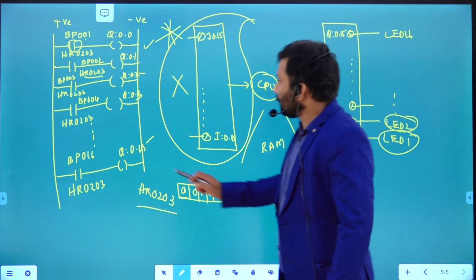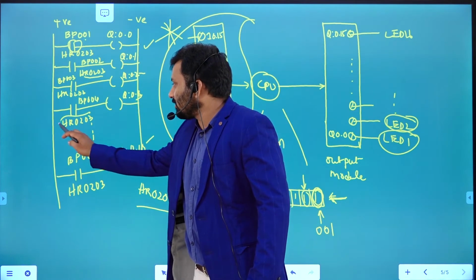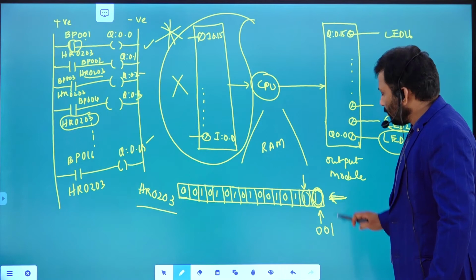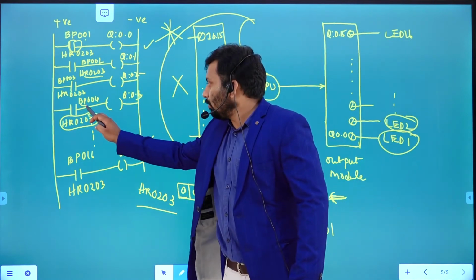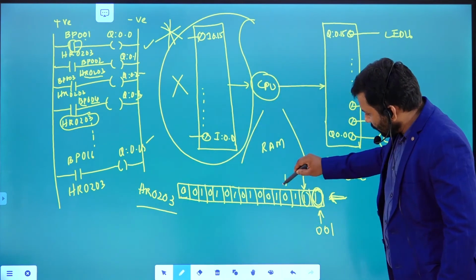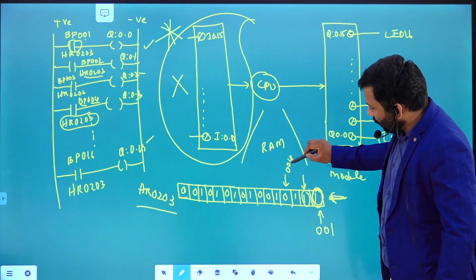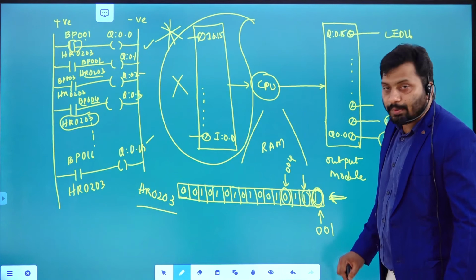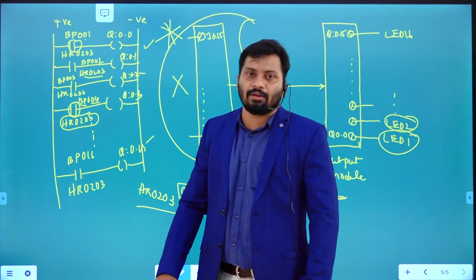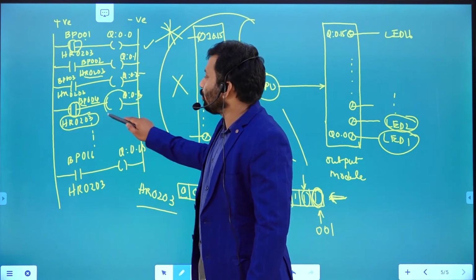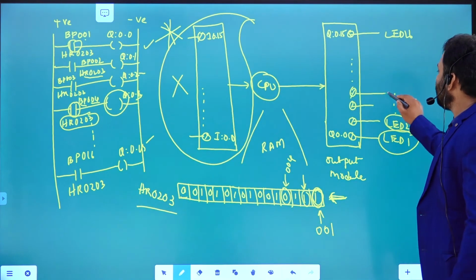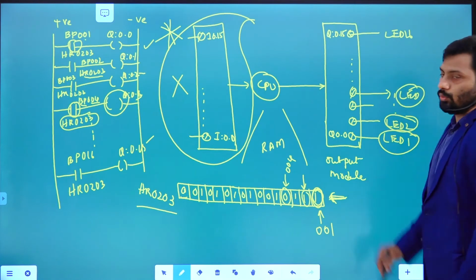In a similar way, if you look at the fourth rung, the address is, what is the register? Holding register 0203 only, right? Here the bit follows the 004 address location. In this location, what bit is present? 0 is present. That is the reason 0 acts like an input to the open contact. Then what will happen? The output is going to be low, right? That is the reason the fourth LED is not going to glow.